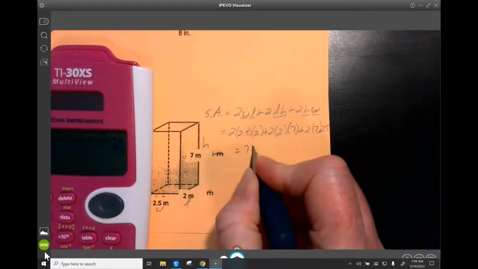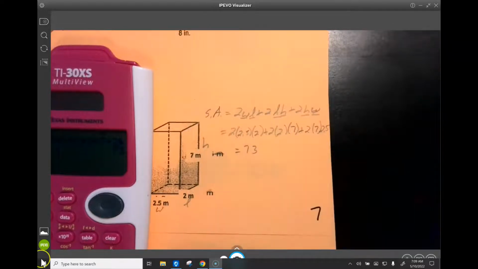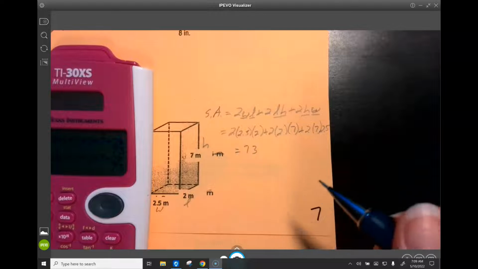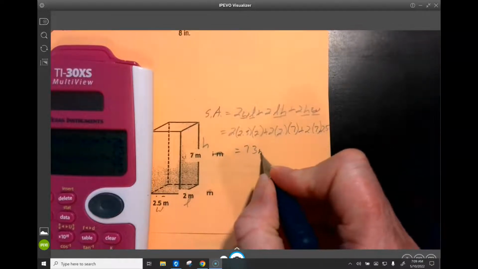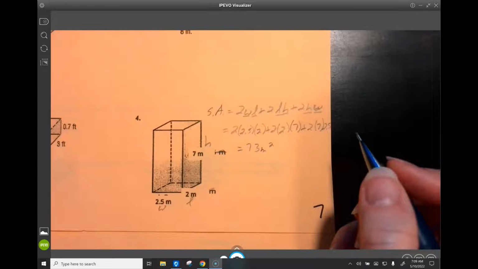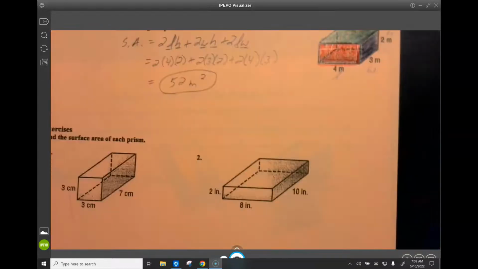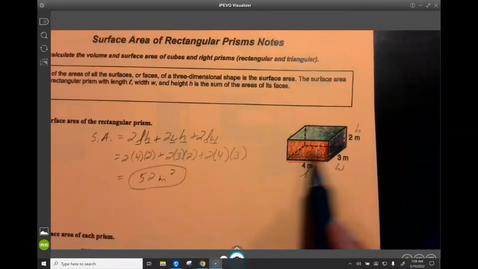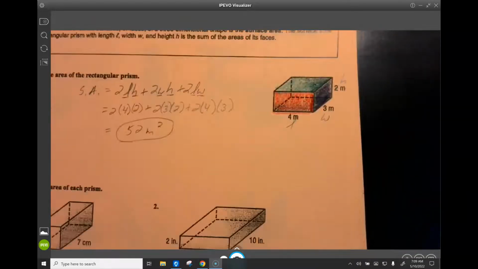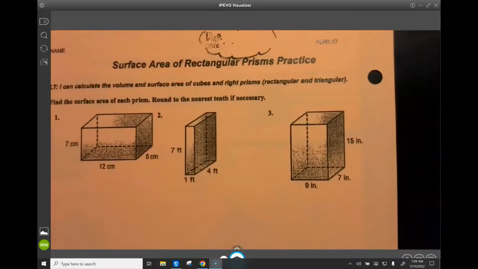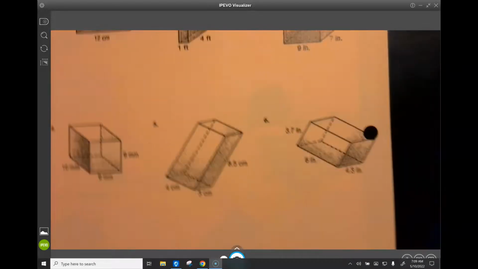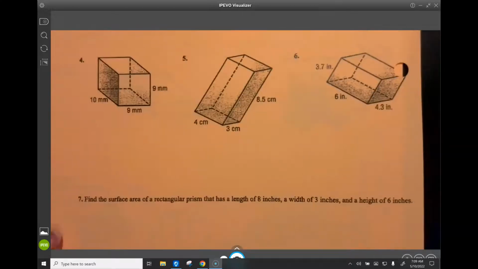I got 73. I'm going to double check and make sure I'm right. And it is 73 both times that I did that. And now we're in meters, so it's going to be meters squared. Okay? So that is rectangular prisms. And again, if it is helpful to color those in, or if it's more fun, that's fine too. On the back, you'll see all of the homework and what's going to be expected of you. And we'll see how far we get as far as what we want to do.